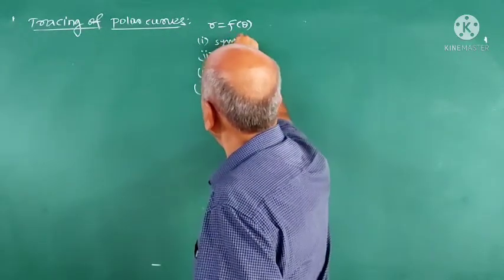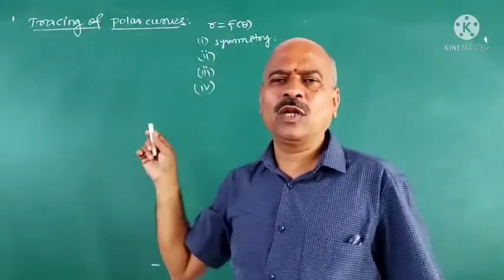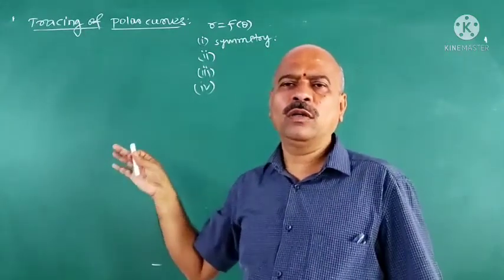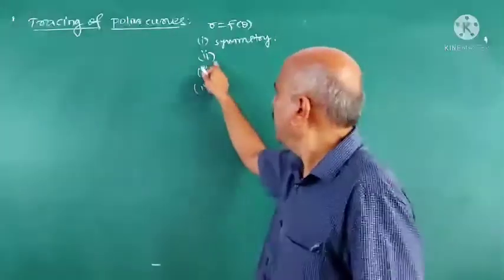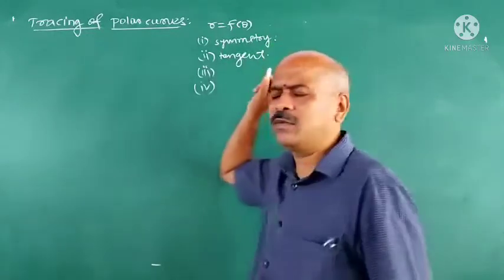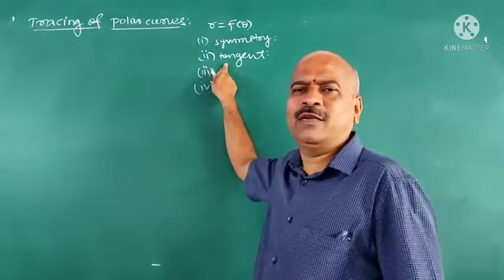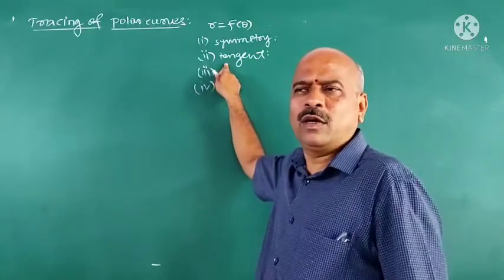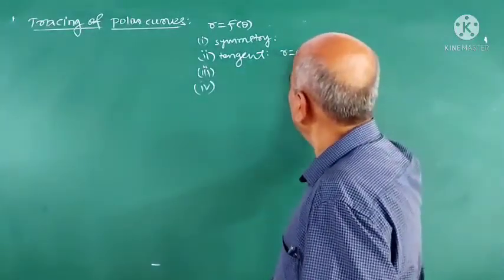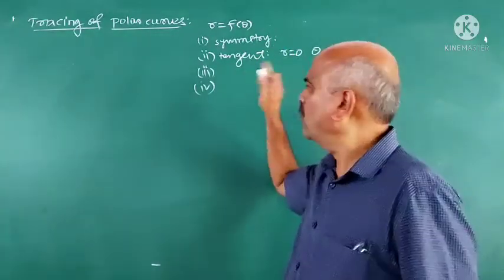First one, symmetry. I explained already when the curve is symmetric about initial line, symmetric about theta is pi by 2, symmetric about pole. And the second thing is whether the curve passes through origin. You have to find out whether the curve passes through origin, and then find the tangent line at the origin. Origin means pole here. How do you get the tangent line at the pole? You have to take r is equal to 0, find the values of theta for which r is 0, and those lines are tangent lines at the pole.